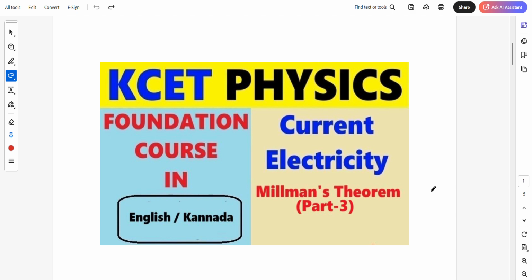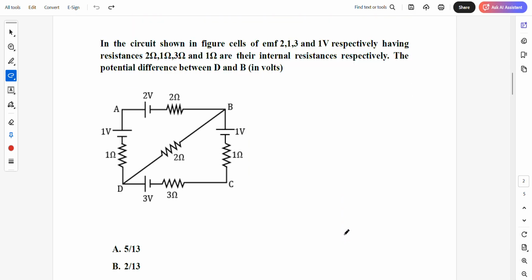Today we will look at problems on Millman's theorem in the current electricity chapter. This is part 3. Let us do this first problem.